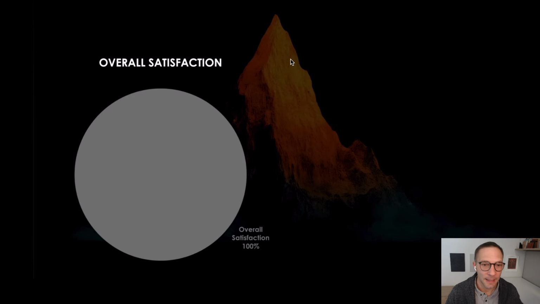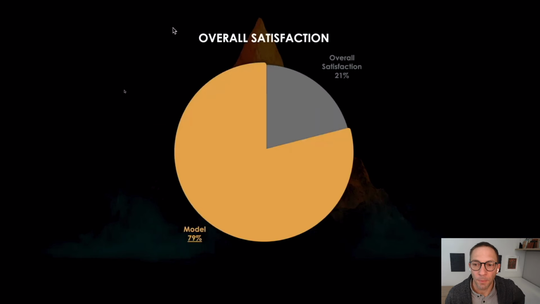So let's say that this pie here is our overall satisfaction. And what we want to do is build a model to see how much of this satisfaction we can predict. And when we run food, we find an R squared of 78%, forgive me, the rounding's a little off. And so we find that about 79% of overall satisfaction can be explained by their satisfaction with food.